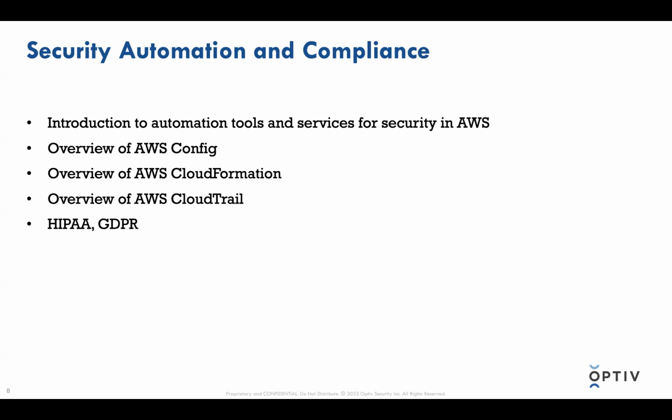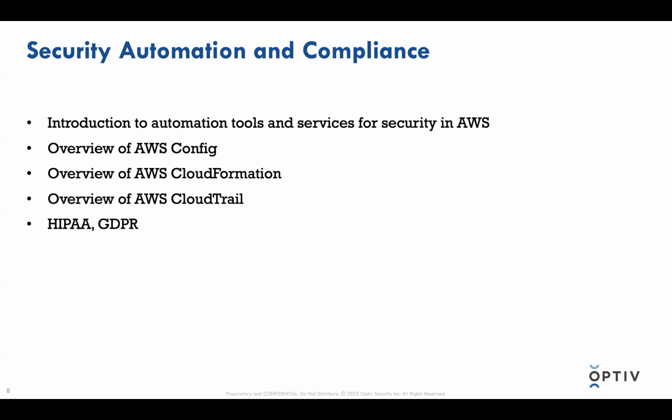compliant manner consistently. AWS CloudTrail is yet another powerful tool for security automation. It provides comprehensive audit logs of all activities and API calls within your AWS accounts. These logs are instrumental in security monitoring, incident investigation, and compliance auditing. With CloudTrail, you can track changes, detect unauthorized access, and ensure accountability in your AWS environment.